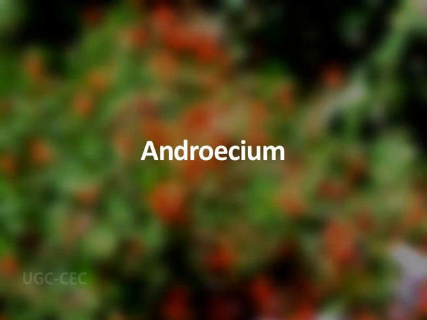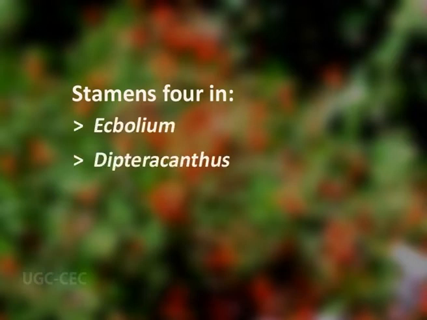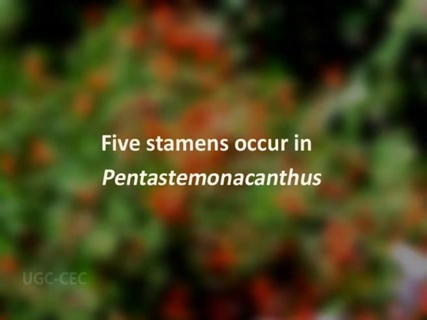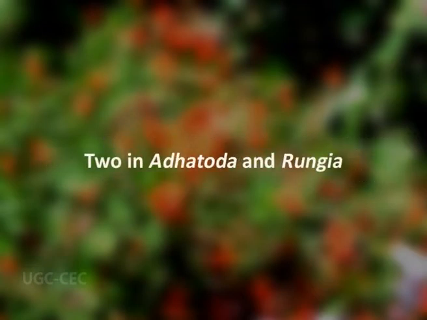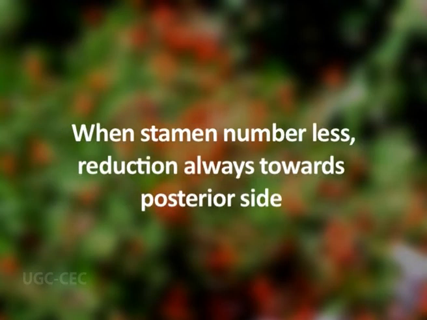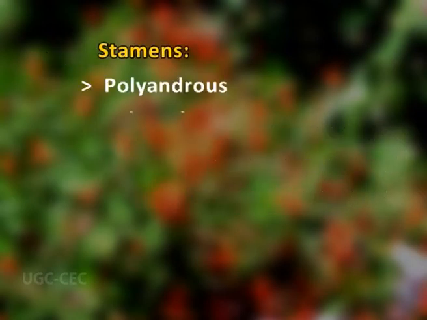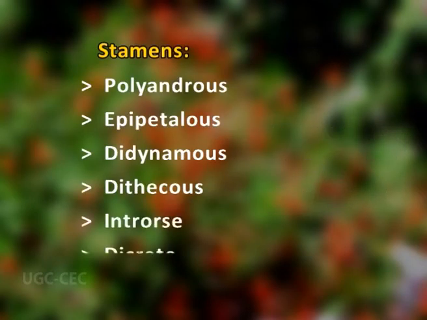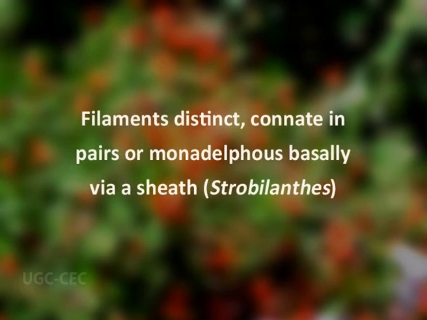Now the androecium. Stamens are generally four, for example in Ecbolium, Dipteracanthus, Nelsonia and Tubiflora. However, there are variations. For example, there are 5 stamens in Pentstemonacanthus and only 2 in Adhatoda and Rungia. When the stamen number is less, the reduction is always towards the posterior side. Stamens are polyandrous, epipetalous, didynamous when 4, dithecous, introrse, discrete. The filaments are distinct, connate in pairs or monadelphous basally via a sheath, as in Strobilanthes.